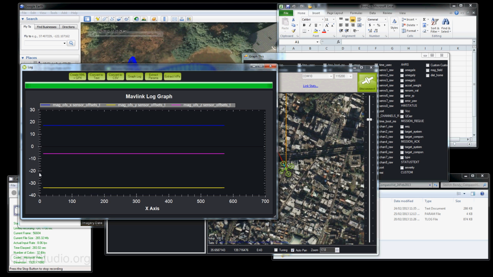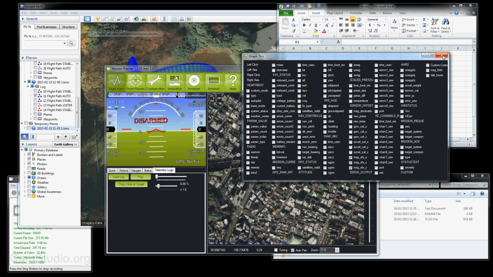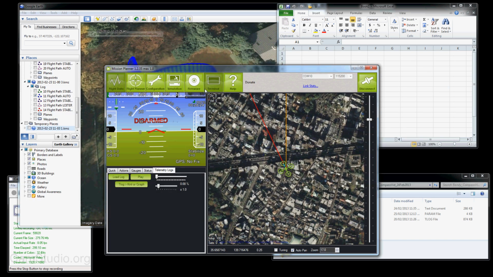In a bad situation, you would see them growing and growing and growing. And so it might be okay for the first few flights, but then after a while it would grow so large that the heading would be completely garbage. So, there you go. I guess I've run over the ways to check your offsets. Hope that was helpful.